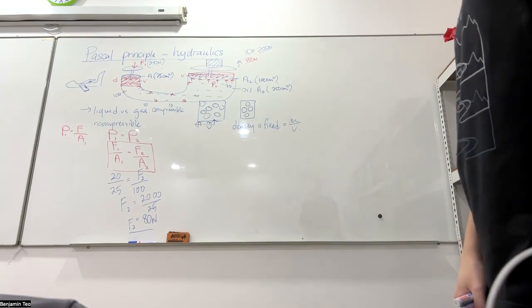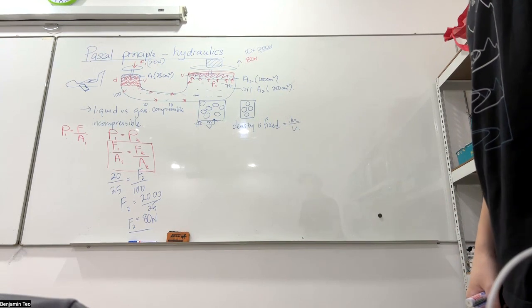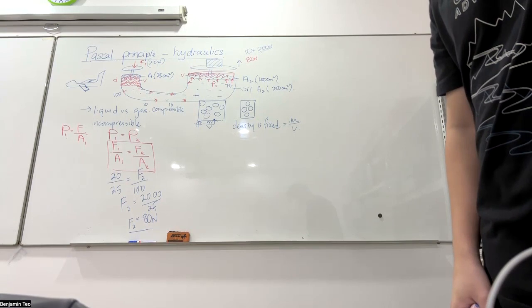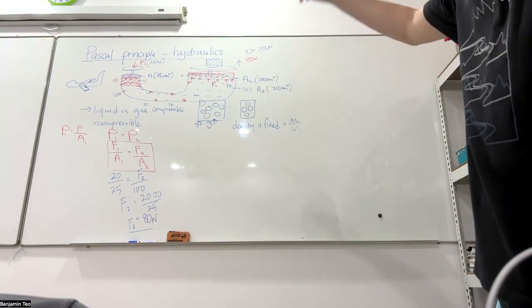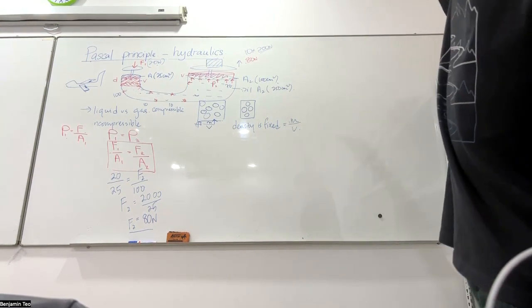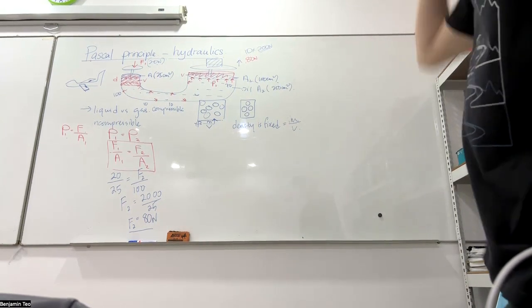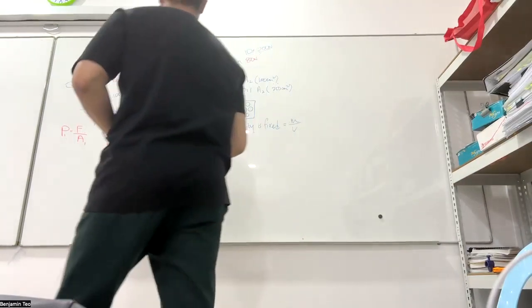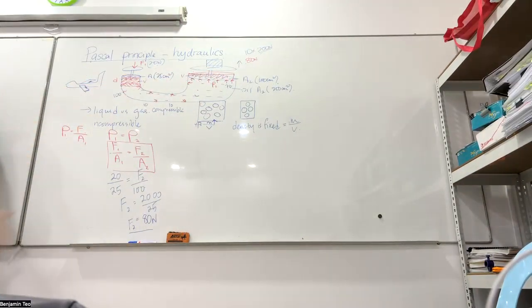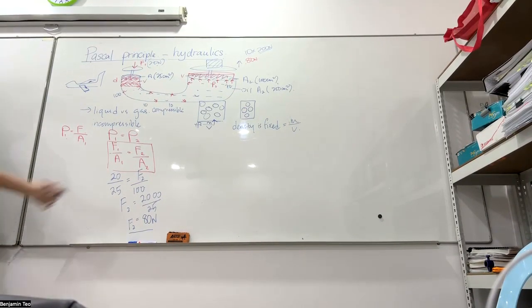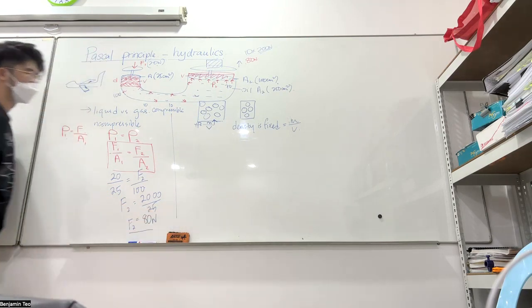Does that mean I can keep on multiplying the forces without any downside? I can keep on 10 times, 20 times, 100 times. What is the downside? Does that mean that if I keep on increasing the area, I will get more and more force? Okay, so we want to see what is the disadvantage, downside.